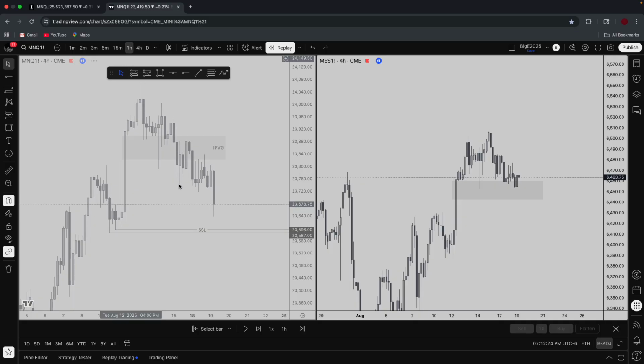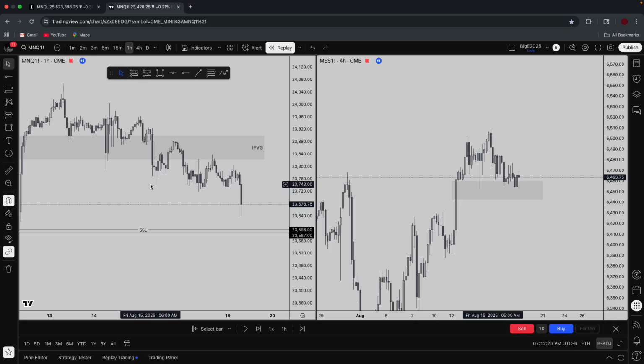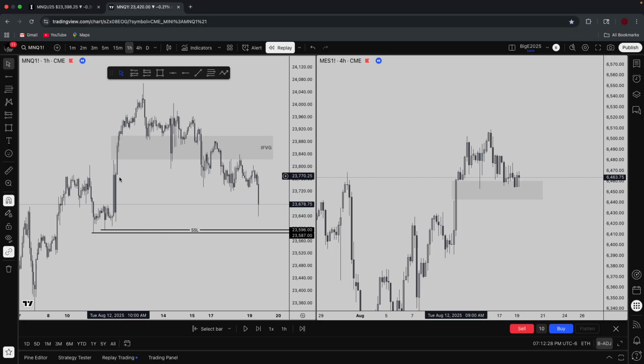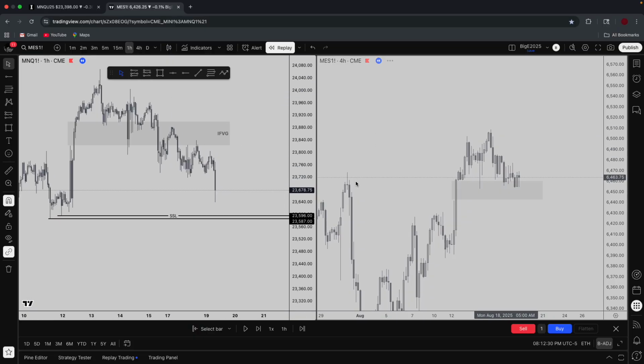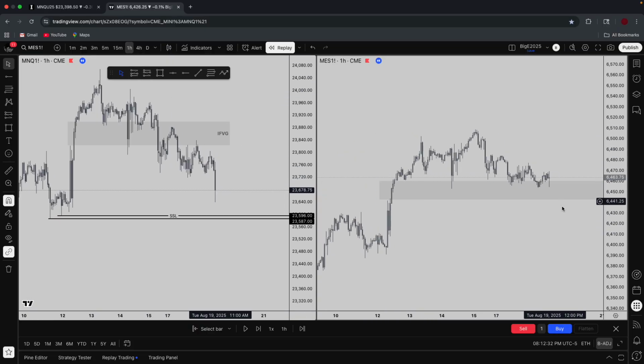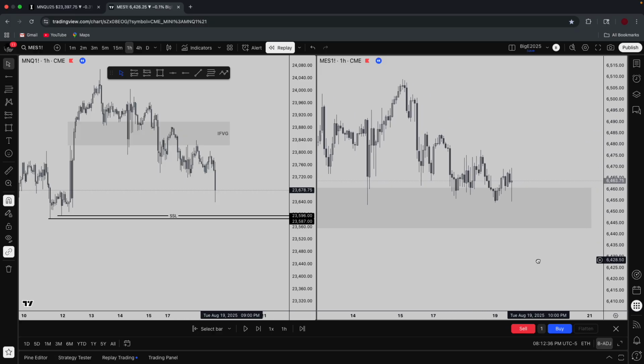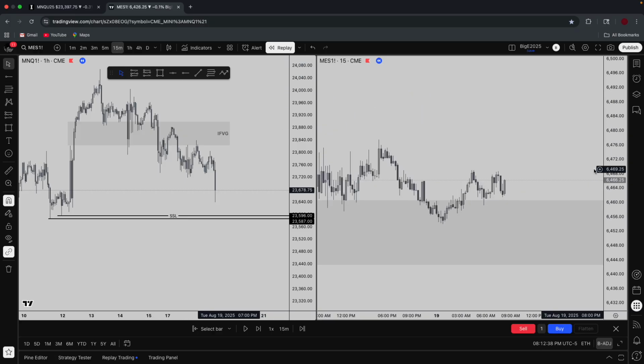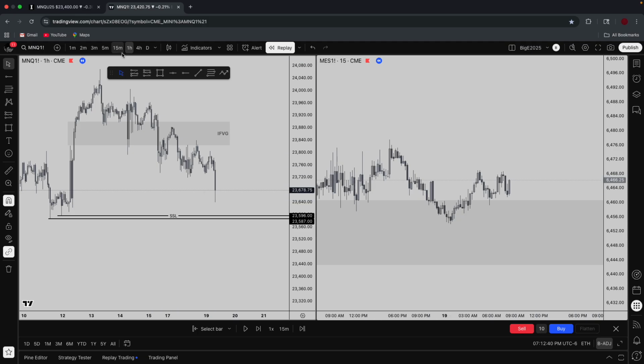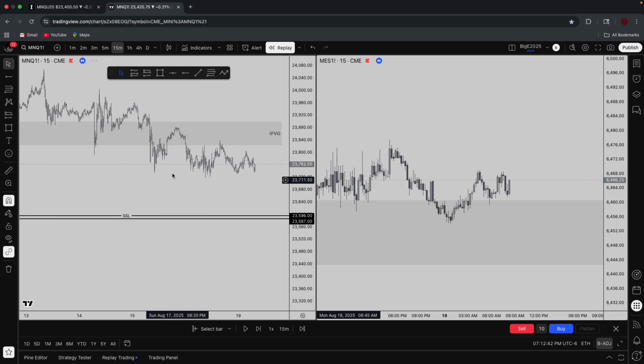So we dropped down to the 1 hour. Still pretty bearish, you know, this little FVG right here, if you guys can see it. ES, pretty bearish, you know. A little choppy, you know, not too clean, but it's obviously bearish. So I was just dropping time frames, you know, checking everything out, seeing if there are any SMTs, right?